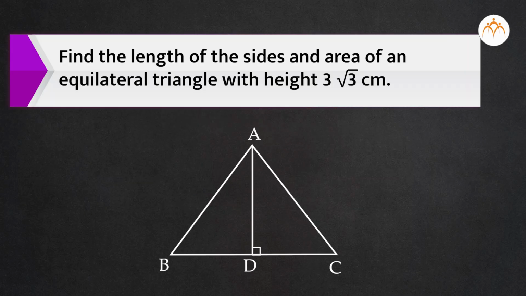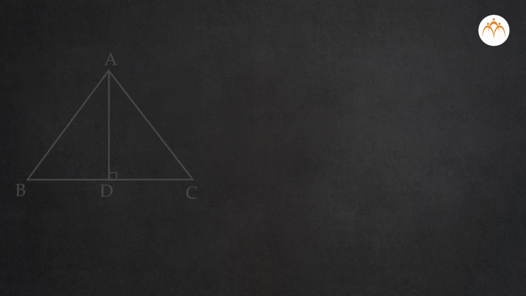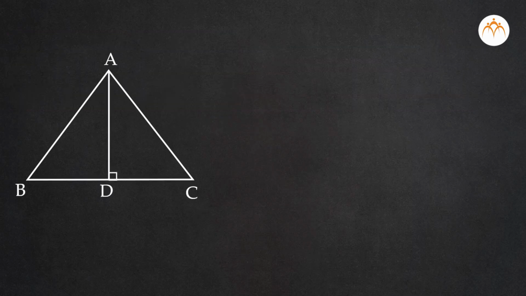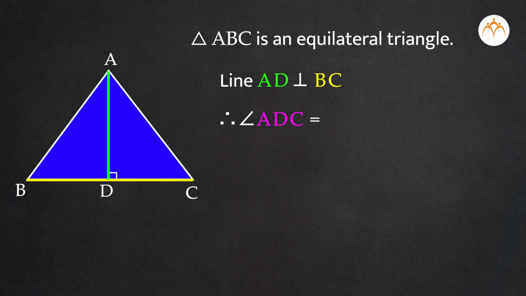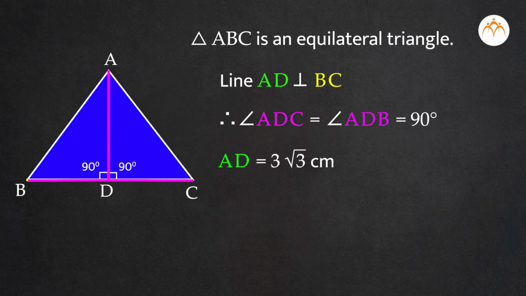Find the length of the sides and area of an equilateral triangle with height 3 square root 3 centimeter. Let's see the solution. In the given diagram, triangle ABC is an equilateral triangle. Line AD is perpendicular to BC. Therefore, angle ADC is equal to angle ADB is equal to 90 degree. AD is equal to 3 square root 3 centimeter because it's given.